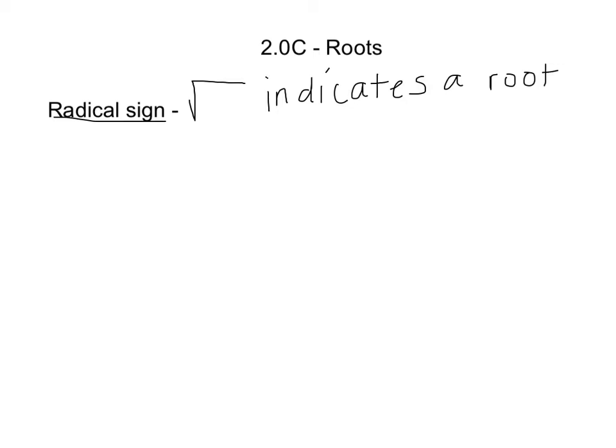On your paper you need to write down radical sign and underline it because it's a vocabulary word. And let's go ahead and draw the symbol first. A radical sign looks like this, and I'm sure you've seen them before. The definition is that a radical sign indicates a root. You may not know what a root is yet, but we'll get there.